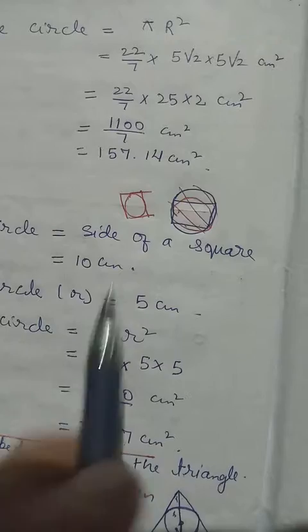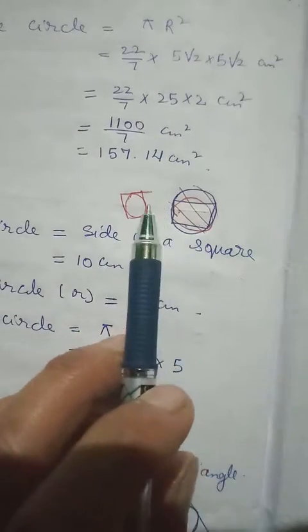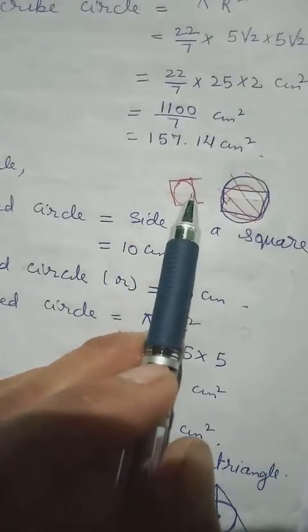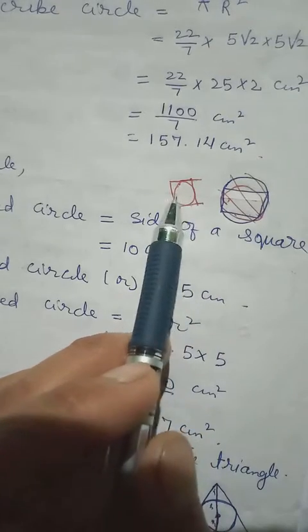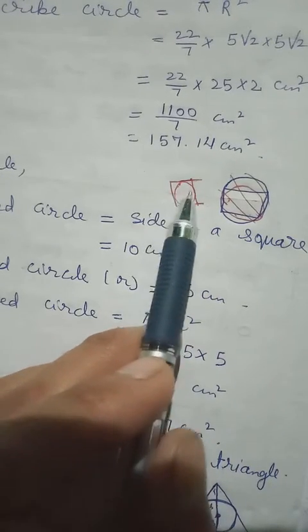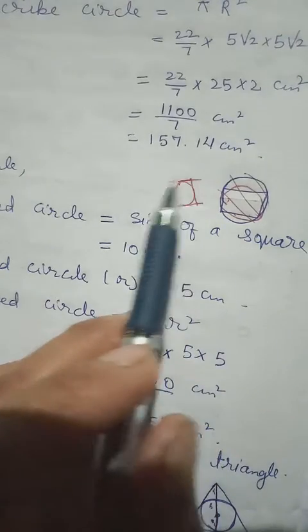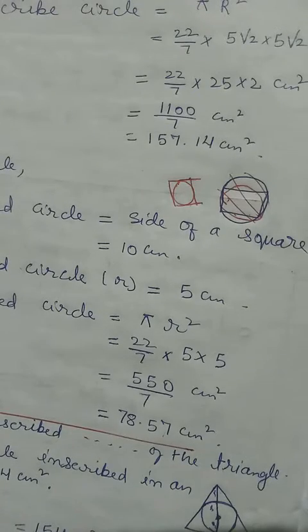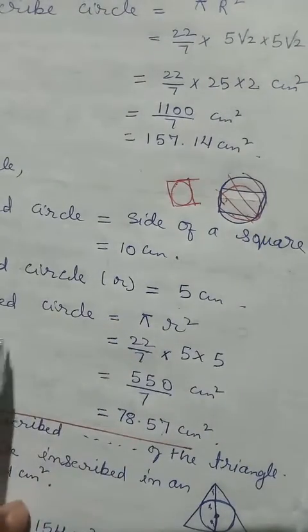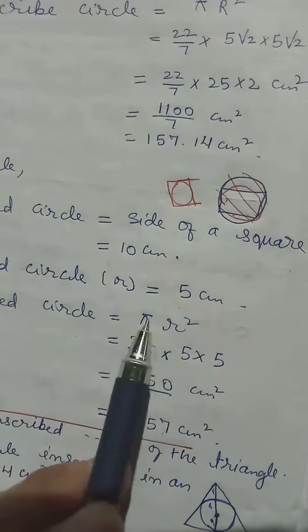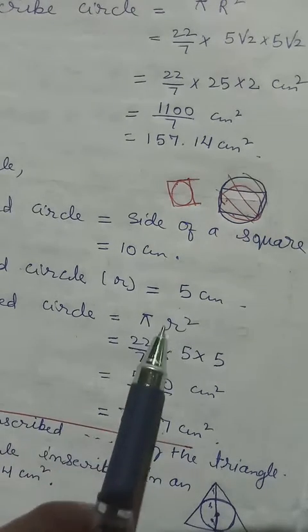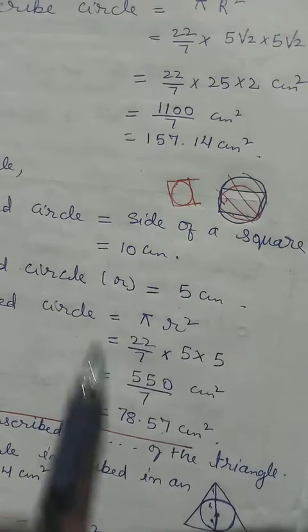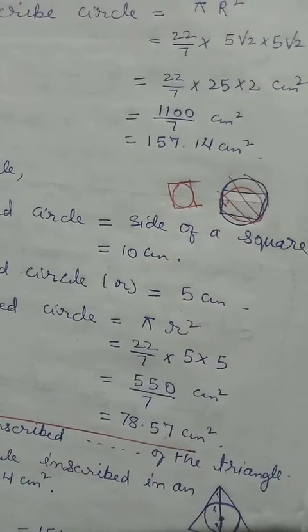So if the circle is inside, then we can clearly see here that the diameter, if you join from here to here, the diameter of the circle will be equal to the side of the square. So that means it will be 10 cm. So radius will be half of that, that is 5. So area of the inscribed circle will be pi r square. Instead of r, you replace with 5. So multiply or divide, you will get the answer.